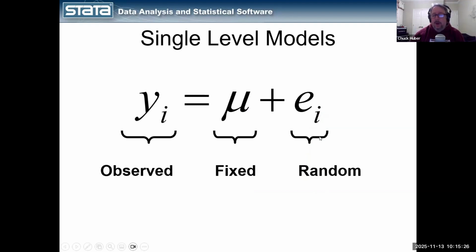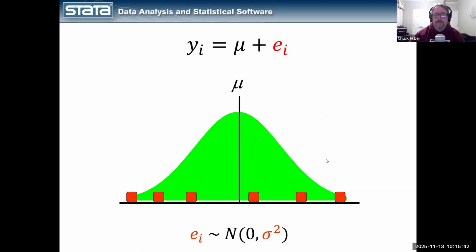And then the random part, E_i, that's random because it's different for each person. The mean is going to be the same for everyone. But the random part, how much they deviate from that mean, is going to be random, and it's unique to each observation in the data set. Okay, so observed, fixed, and random.